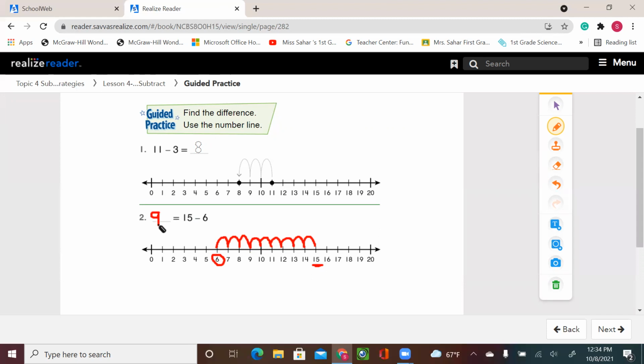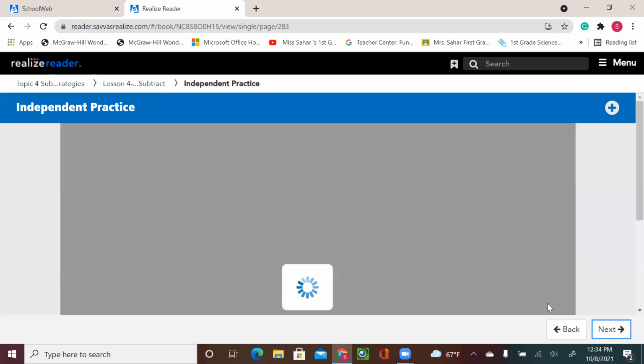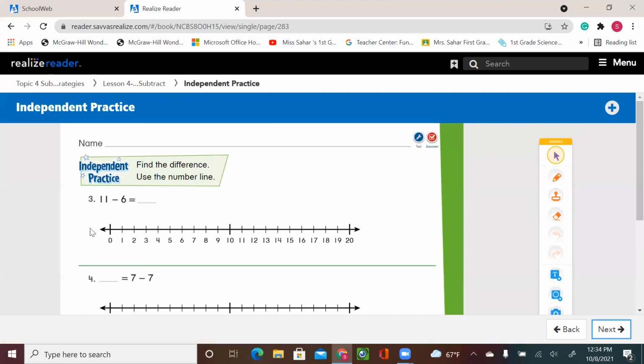All right. Let's go. One more example from our independent practice. 11 take away 6. Over here, they keep it open for me. Find the difference, use the number line. So either you can count on or count back. Since the last example did count on, let's do this one count back.